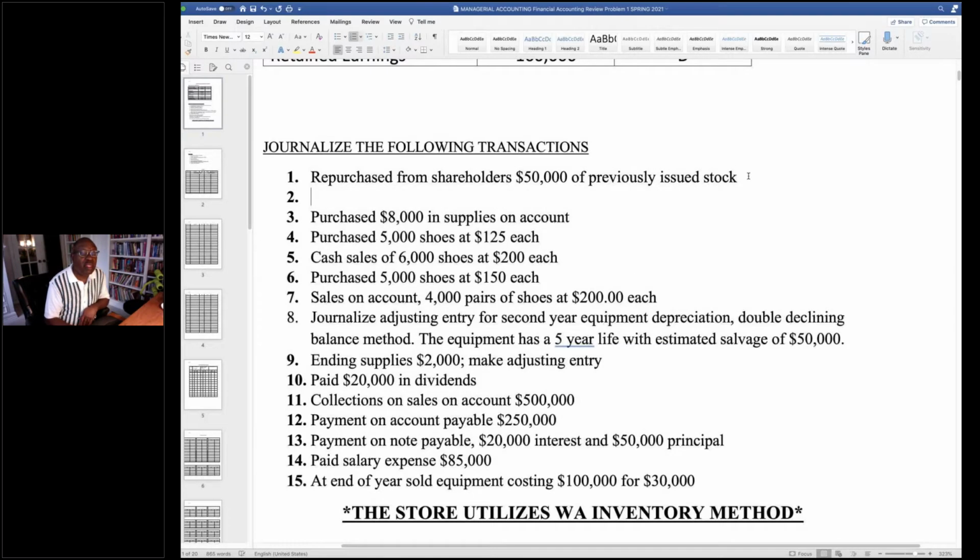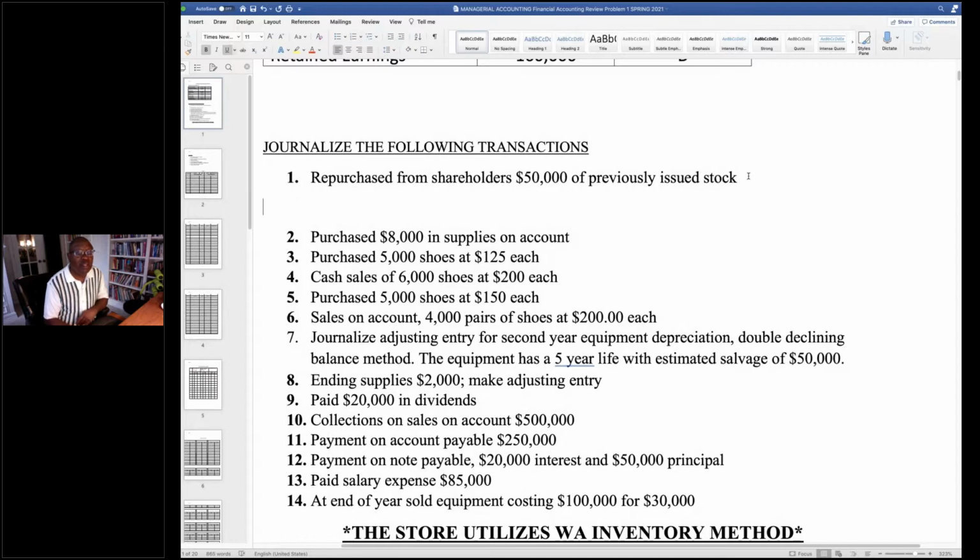You asking for the amount or the type? Well, the type is what? Not so much the type, just make the journal entry. So on this journal entry, we repurchase stock from shareholders. So what are we going to debit? 50,000. We're going to debit what? Treasury stock.